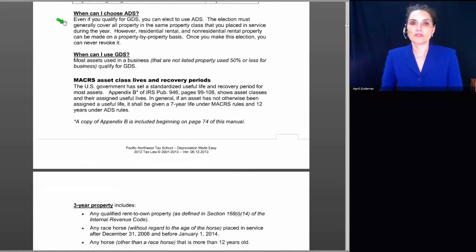So when can I choose to use alternative depreciation system? Even if you qualify for GDS, you could elect to use ADS. The election must generally cover all property in the same property class that you placed in service during the year. However, residential rental and non-residential rental property can be made on a property-by-property basis. Once you make the election to depreciate an asset using ADS, you can never revoke it.